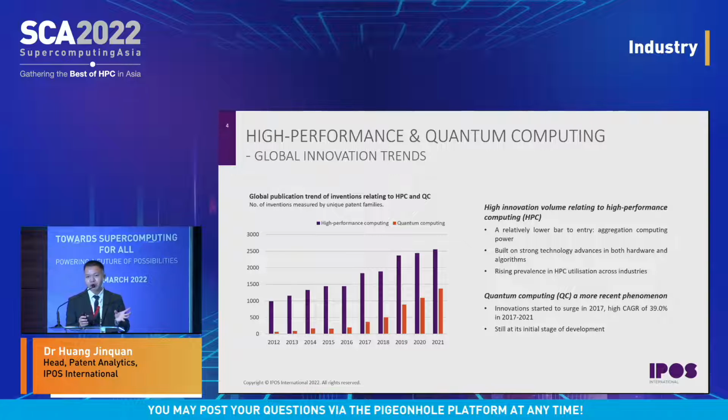As for quantum computing, you can see that it's more a recent phenomenon. Most of the inventions occur only in the past 5 years, where the innovation started to surge in 2017. But the growth is really, really high. Okay? The CAGR, the compound annual growth rate, is about 40%. What that means is that in every 2 years, the number of inventions relating to quantum computing would double. Okay? But if you look at the overall volume, it's still at its initial stage. There's only less than 4,000 inventions worldwide relating to quantum computing.